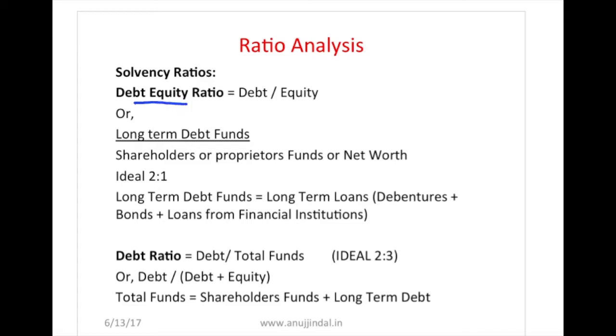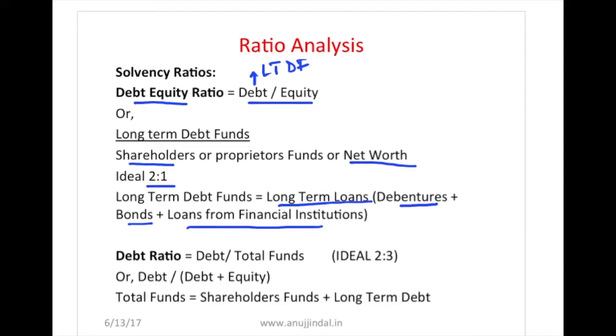The next is solvency ratios. The first one is the debt to equity ratio, which is debt upon equity, or long term debt funds, because debt here is not short term, it is only long term debt funds. So it is long term debt funds upon shareholders or proprietors funds or net worth. Equity here means shareholders funds or net worth. The ideal ratio is 2 is to 1. Long term debt funds here means long term loans, that is debentures or bonds and loans from financial institutions. Shareholders funds we are going to talk about in the future.